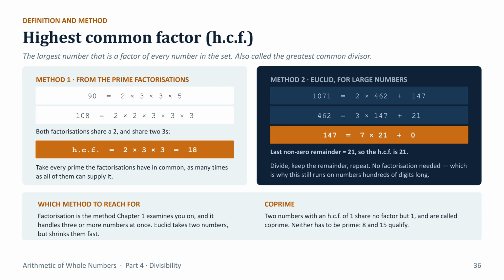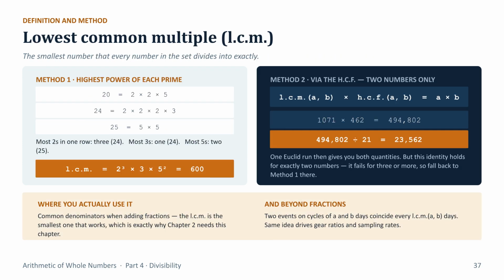The highest common factor is the largest number dividing a set. You can find it by comparing prime factorizations or by using Euclid's algorithm for larger numbers. The Euclidean method, based on successive remainders, is incredibly fast and avoids the need for full factorization. The lowest common multiple is the smallest number all elements in a set divide into. Using prime factorizations, you take the highest power of every prime present. For two numbers, a quick shortcut is that the LCM multiplied by the HCF equals the product of the numbers.